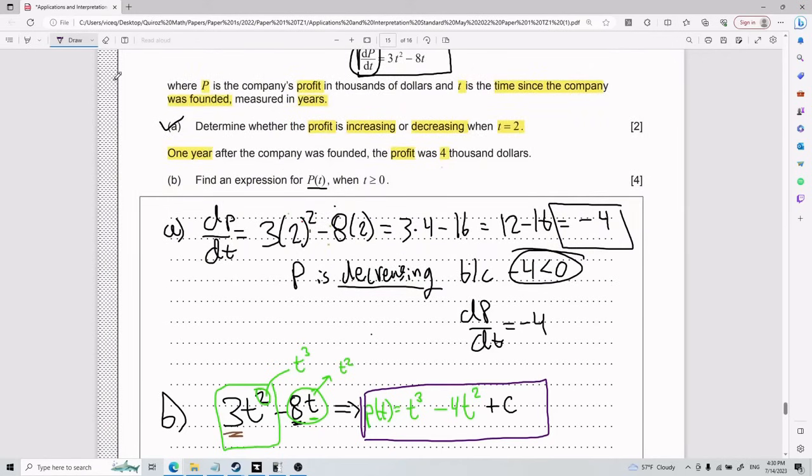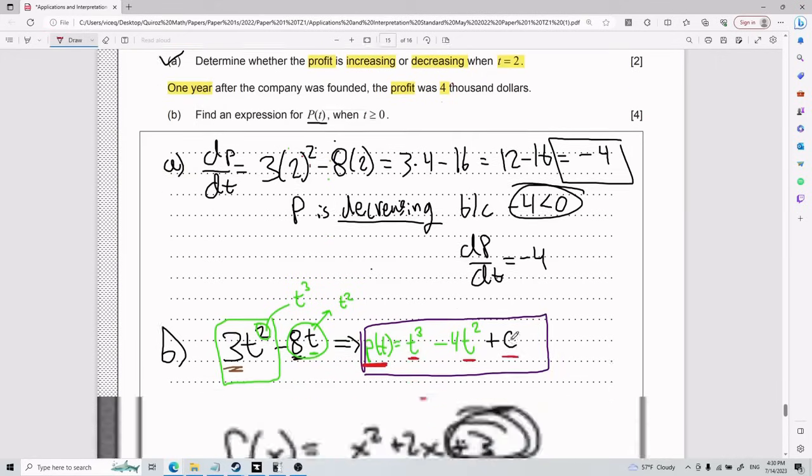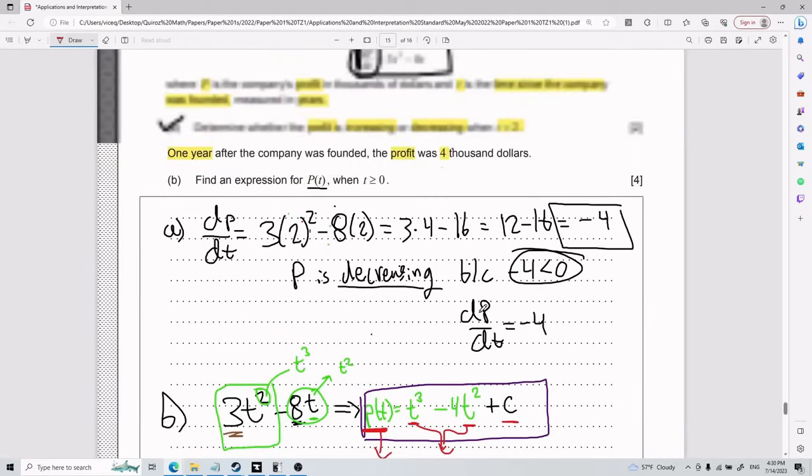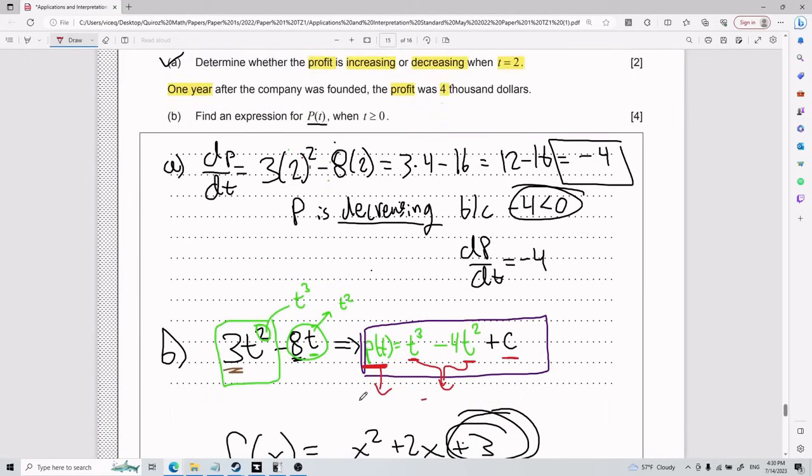All right, so right now I have 3 sort of variables going on. I have P of t, I have t, and I have c. Okay, those are my 3 variables, all right? So, what is P of t? P of t is profit. What is t? T is time. What is c? C is constant. All right, so can I plug 2 of these right away and find my constant?